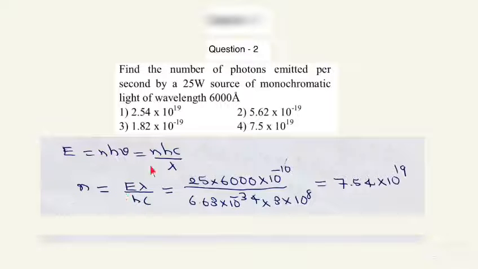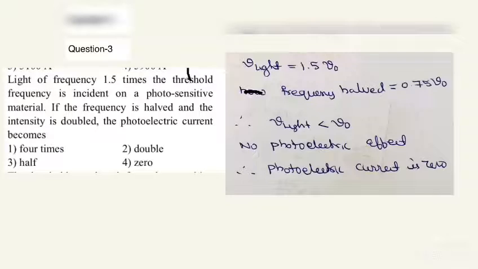E is the energy, 25 joules per second, so 25. Lambda is the wavelength, 6000 angstroms, 6000 × 10^-10, and h is 6.63 × 10^-34, and c is the velocity of light, 3 × 10^8 meters per second. Substituting all these values, we get 7.54 × 10^8. So the correct option is the fourth one.